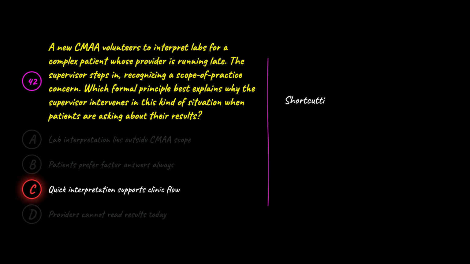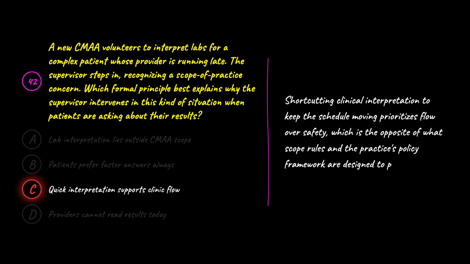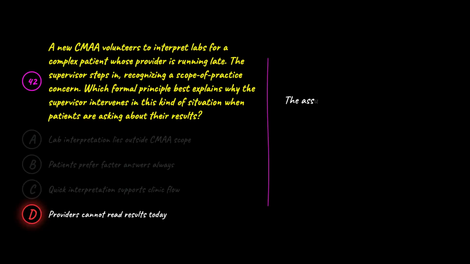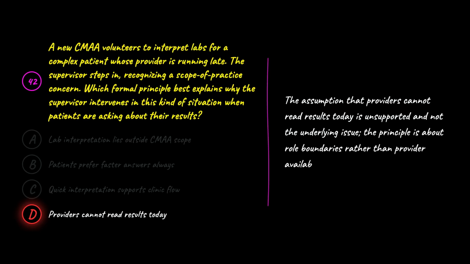C is wrong because shortcutting clinical interpretation to keep the schedule moving prioritizes flow over safety, which is the opposite of what scope rules and the practice's policy framework are designed to prevent. D is wrong because the assumption that providers cannot read results today is unsupported and not the underlying issue. The principle is about role boundaries rather than provider availability on a particular day at the clinic.